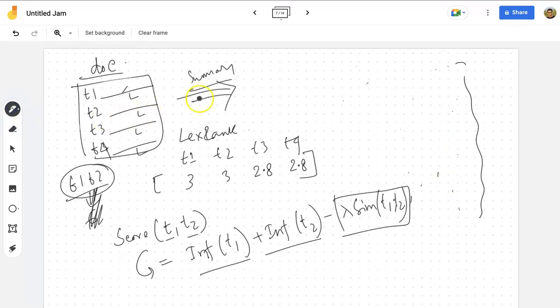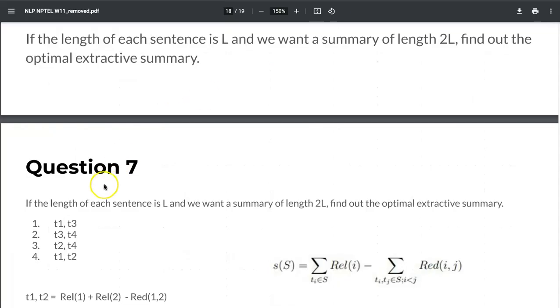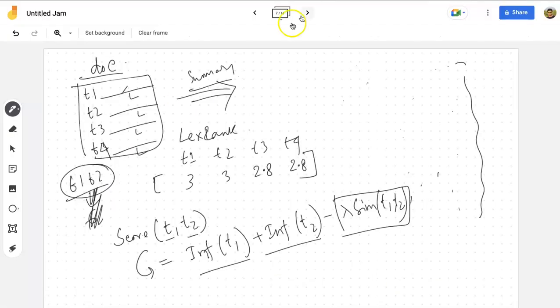The first option is T1 T3. So what will be the score? It will be T1. What is the score for T1? 3. Then the score for T3, what is the score? 2.8 minus lambda into redundancy.